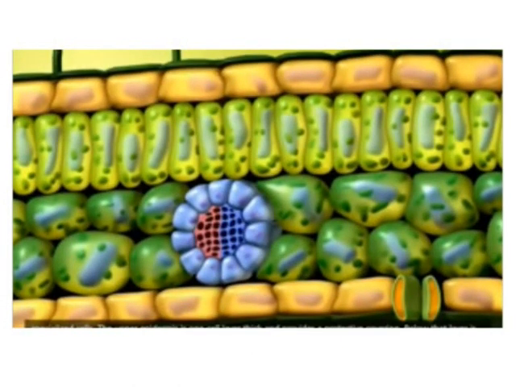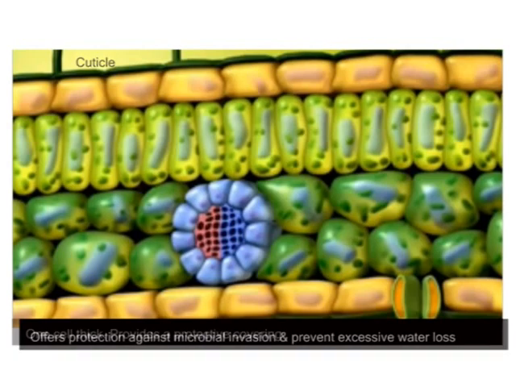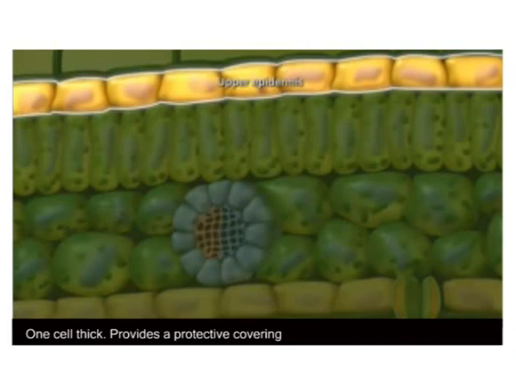At the very upper surface is an acellular waxy coat called the cuticle. The cuticle offers protection against invasion by microbes and also serves to reduce the rate of water loss if need be. Next is the upper epidermis. The upper epidermis is one cell thick and provides a protective covering.